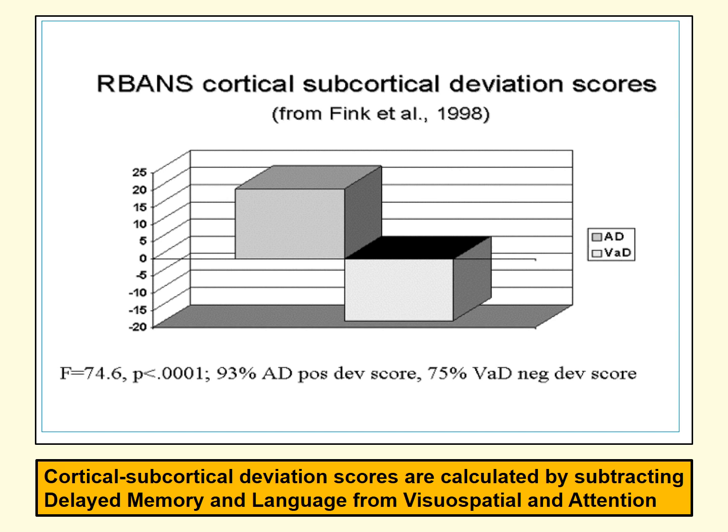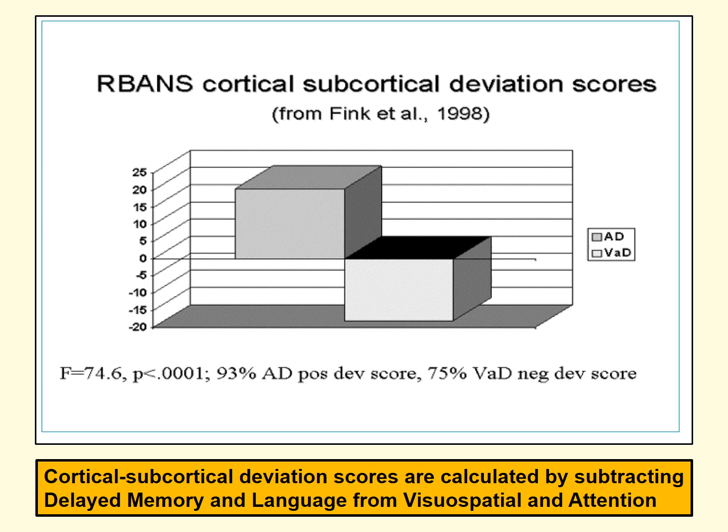Sometimes to make this more clear, if we're using scoring software, or even if we can just do this by hand, we can compute cortical-subcortical deviation scores by subtracting delayed memory and language from visual spatial functioning and attention. And if we do that, we see a kind of deviation score such that an elevation makes it look more like a cortical dementia, Alzheimer's disease, and a depression makes it look more like a subcortical dementia, vascular dementia.